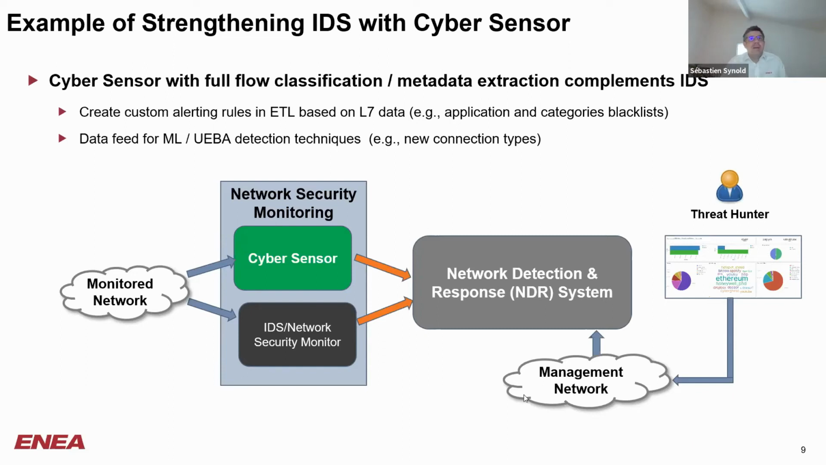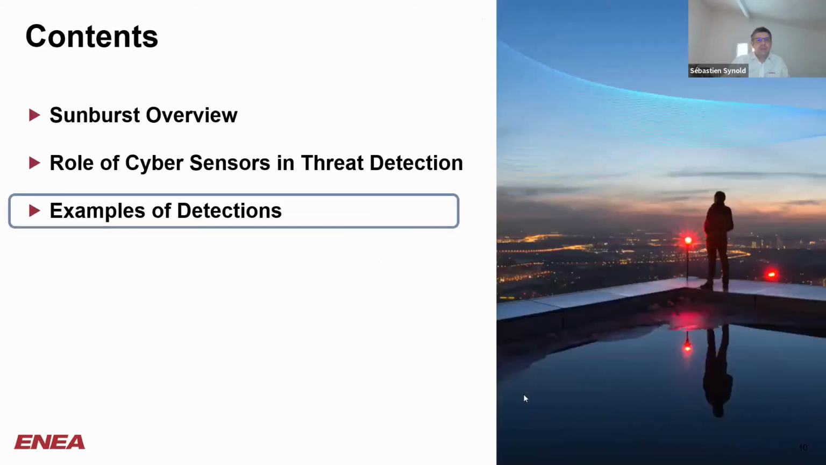So the analyst can also retrieve more context when investigating an alert generated by an IDS. For instance, identification of the device that has generated the alert, or having the full history of all applications accessed by the device for a long period of time, in order to detect any anomaly that could explain the alert. So now let's dig a little bit more into a few concrete examples where a cyber sensor can help an IDS to detect threats.